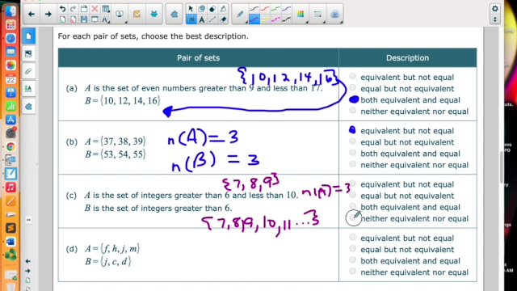So this is neither equal or equivalent. They don't have the same elements. But you could say that there's a 7, there's an 8, and a 9, but there's also a 10 and 11 and all the way to infinity. And that's not in set A. It's got to be the same.